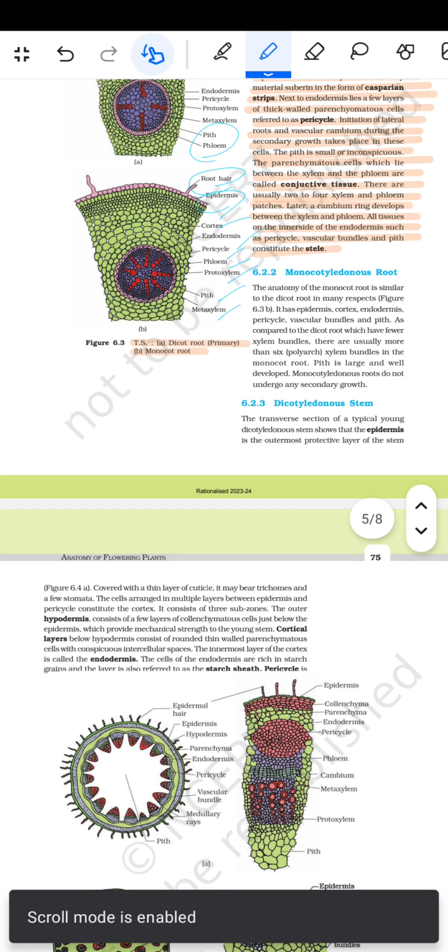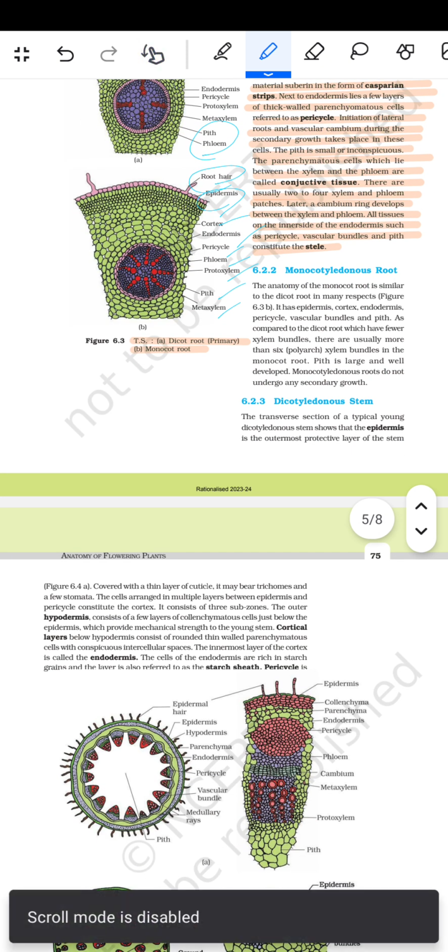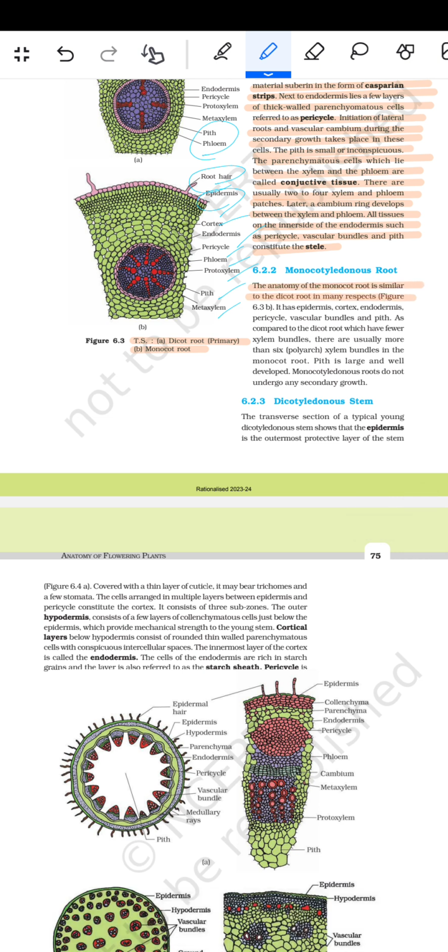Then comes the monocot root. The anatomy of the monocot root is similar to the dicot root in many respects. It has the epidermis, cortex, endodermis, pericycle, vascular bundle, and the pith. As compared to the dicot root, which has fewer xylem bundles, there are usually more than 6 polyarch xylem bundles in the monocot root. Pith is large and well-developed. Monocotyledonous roots do not undergo any secondary growth.